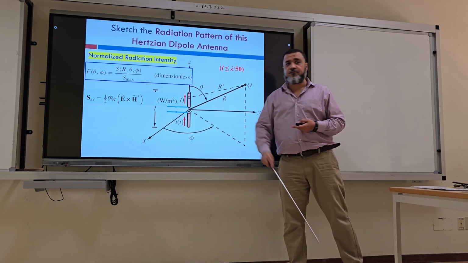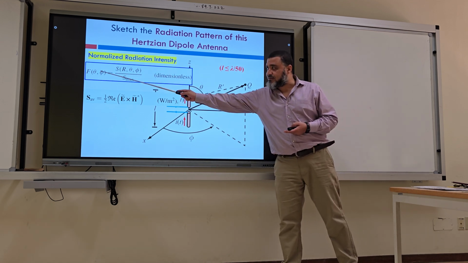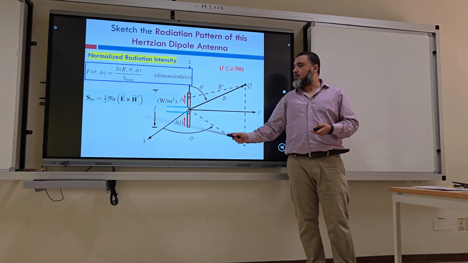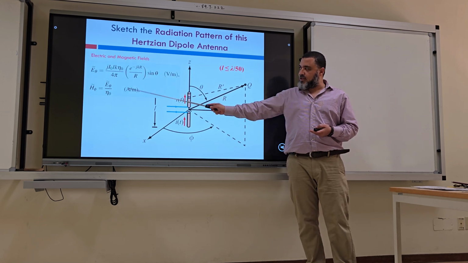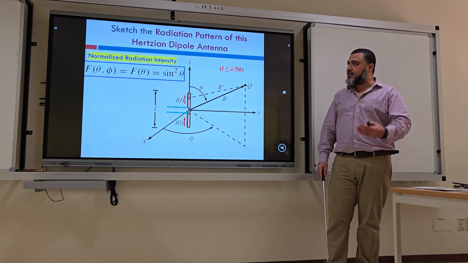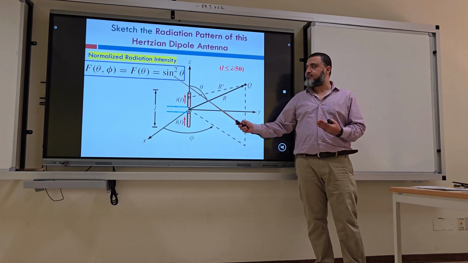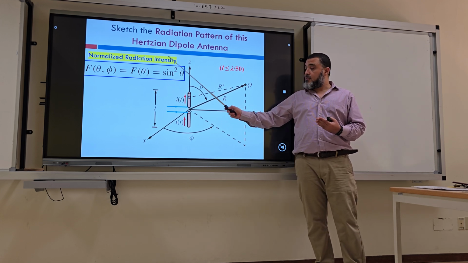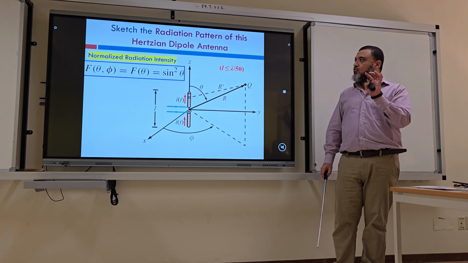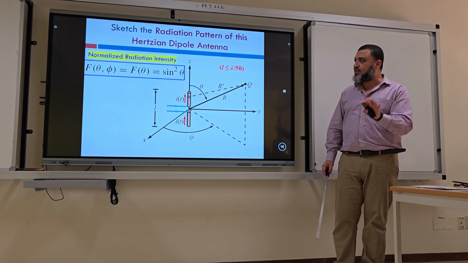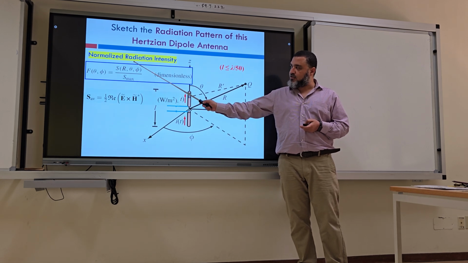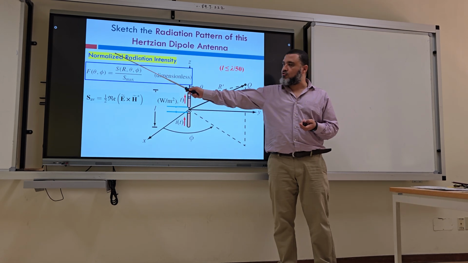What is the maximum value of F? What should be the maximum of F? 1. It's something over the maximum of this thing. So by doing this calculation based on E and H, very easy, we have reached the definition of the normalized radiation intensity equal to sin square theta. This parameter is very important because now I have the angular dependence, or the directional properties, of the radiated field. F is related to the average power density over the maximum, so we call it normalized.